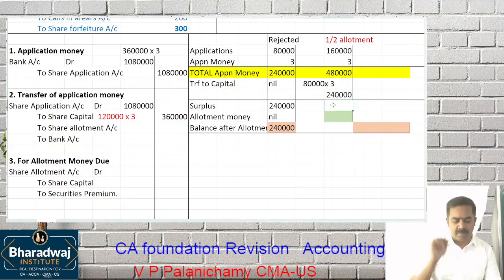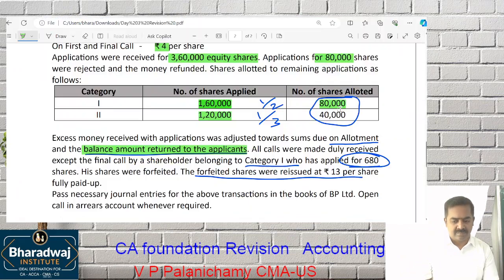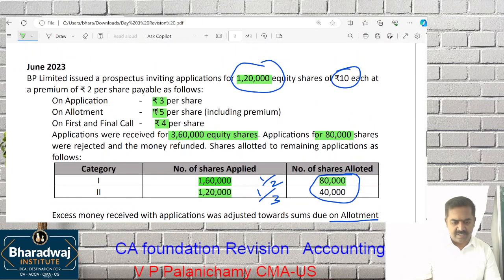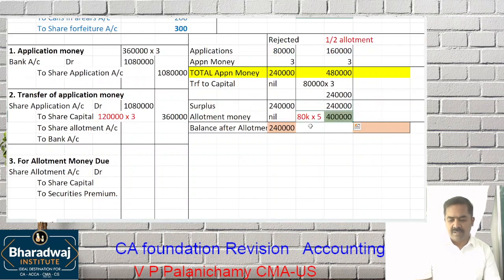How much surplus is there in that category? 2,40,000 surplus. How much allotment money is due from you? Allotment money is 5 rupees per share into 80,000, that is 4 lakhs. Surplus is 2,40,000 and allotment money due is 4 lakhs. So can I use the surplus fully? Yes, I can use the surplus fully.